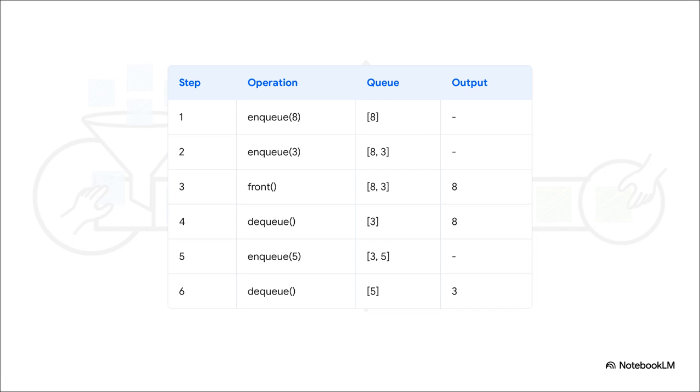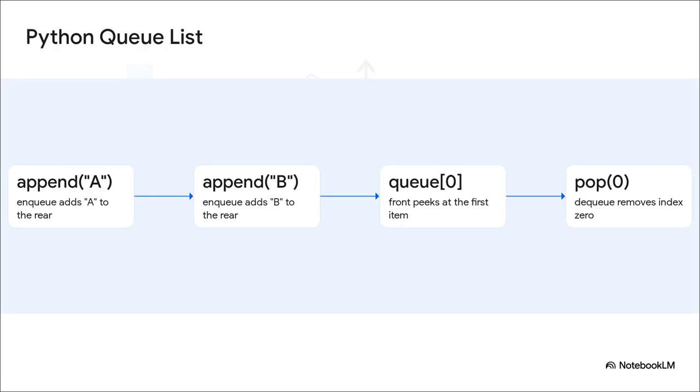Step 5, we enqueue 5. The queue becomes 3, then 5. And wrap it up with step 6, another dequeue. The 3 has been waiting the longest, so it gets pulled out, leaving only the 5. You see what's happening here? No matter what gets piled on the back, that earliest arrival stubbornly sits at the front until it's specifically dequeued. And this brilliantly translates to code.